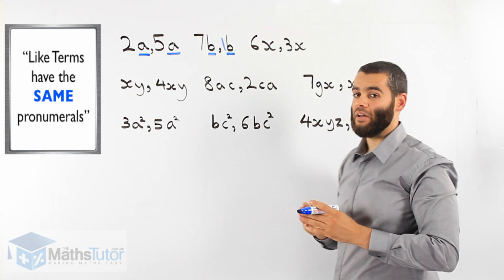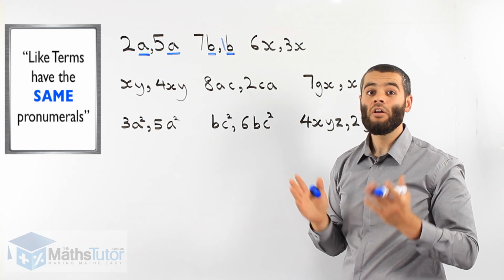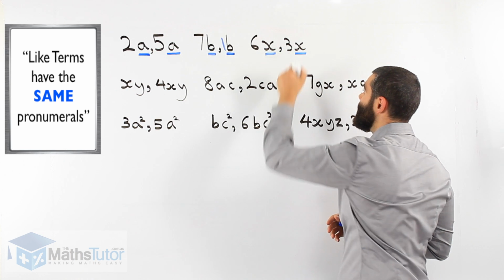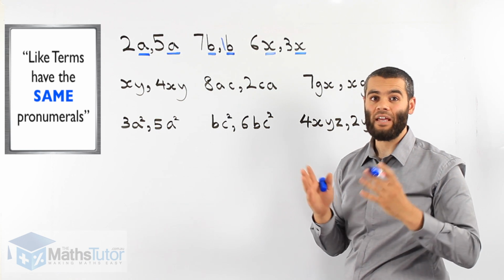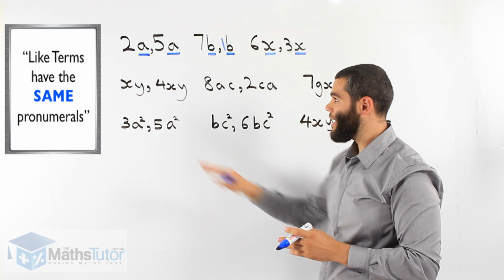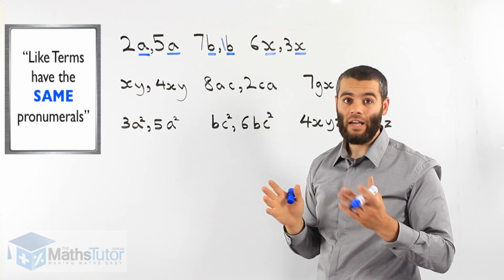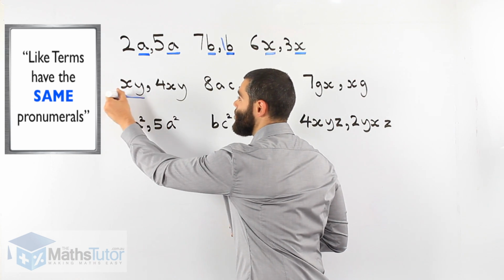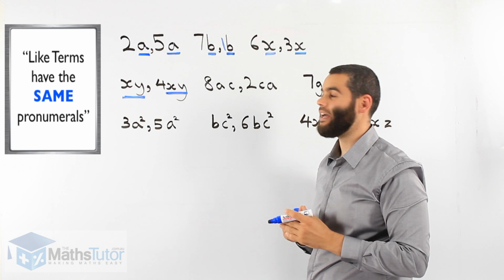Now, you answer this one. 6x and 3x. Are they like terms? What do we ask? Do they have the same pronumeral? We have an x here and an x here. Yes, 6x and 3x are like terms, meaning they can be added and subtracted. Looking here, we have xy is one term and 4xy is another term. Are they like terms? Well, do they have the same pronumerals? We have an xy here and an xy here. Yes, they are like terms, so we can add them up if we need to.